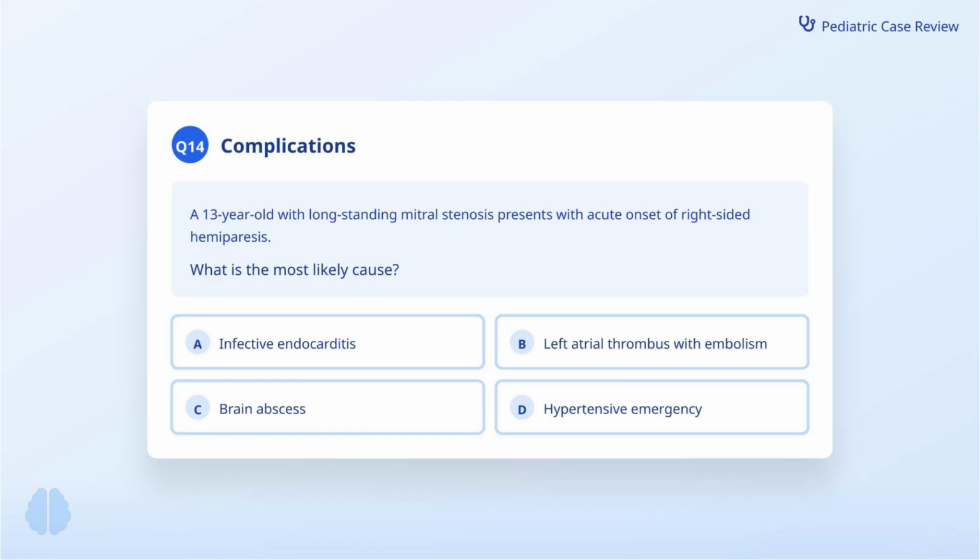A 13-year-old with long-standing mitral stenosis presents with acute onset of right-sided hemiparesis. What is the most likely cause? Option A, infective endocarditis. Option B, left atrial thrombus with embolism. Option C, brain abscess. Option D, hypertensive emergency. Consider the complications associated with chronic mitral stenosis and how they might manifest as neurological symptoms.